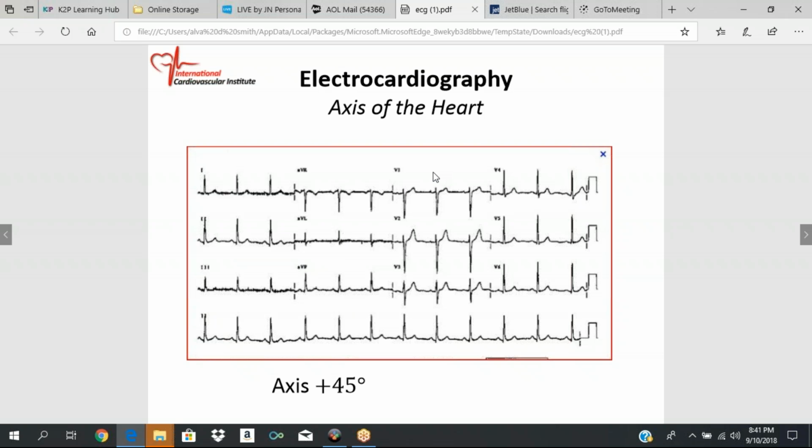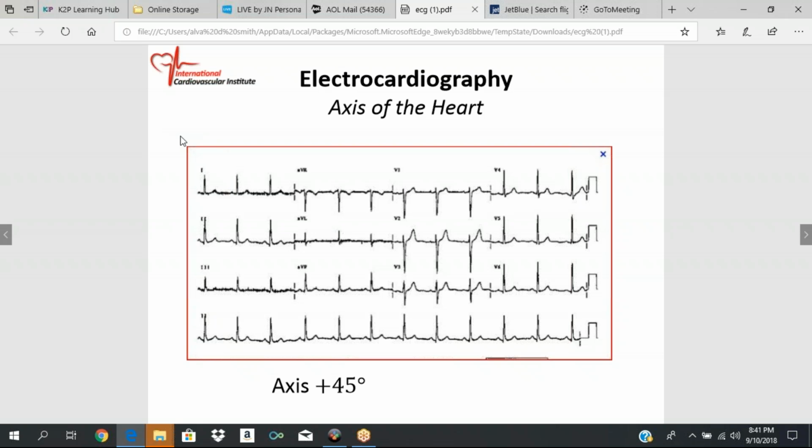All right, so let's determine the rate. It's difficult to see, but it's probably about 4 big blocks separating your RR interval. So the rate would be 300 divided by 4, which is about 75. It's important to have proper gridding on your ECG paper so that you can do your rate and stuff like that. So it is a sinus rhythm, rate about 75 beats per minute.